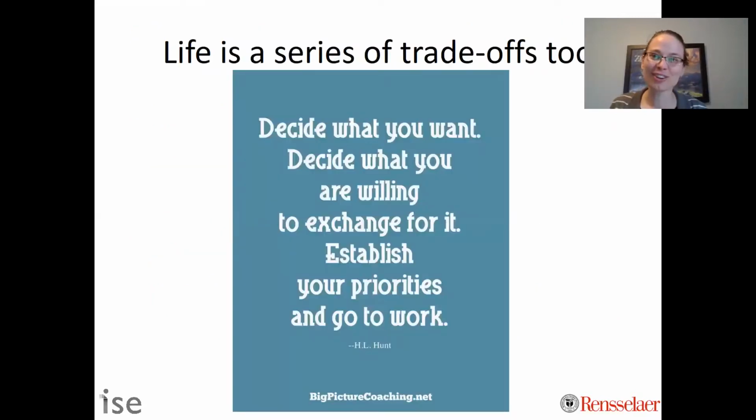And that's a good trade-off philosophy in life too. So I like this quote by Mr. Hunt: decide what you want, decide what you are willing to exchange for it, establish your priorities, and go to work. And so that's really what our optimization models are doing. We get to decide what our decision variables are, what we are willing to change, establish our priorities, that's our objective function, and then try to do that the best we can. And so hopefully you take this away from supply chains and in life.